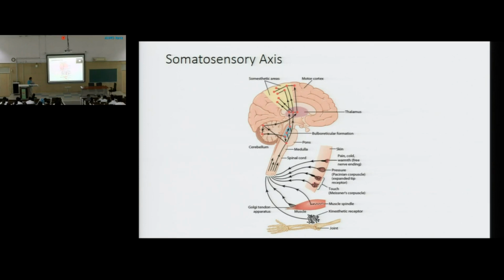The information will be carried through the spinal cord, medulla. Ultimately it will relay to the thalamus, and before that there will be some exchange of information with the cerebellum. In the cerebellum there will be pre-processing of that information, and then finally the information will go to the somatosensory areas, posterior to the central sulcus. And this is your general somatosensory axis. We will go into detail of that.